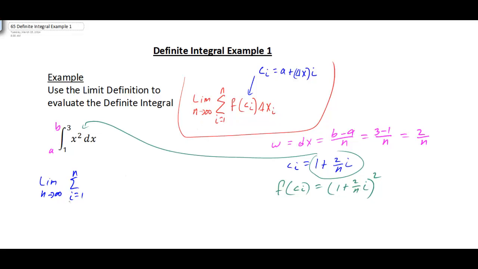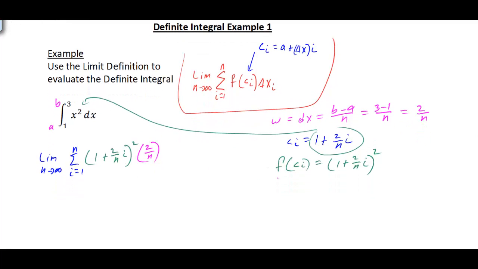So if we fill this into the process, f of c sub i, we're going to have our 1 plus 2 over n times i, quantity squared, and then all of this is going to be multiplied by the dx, or the width here, which is 2 over n. Now, to me, that may be your hardest part, which is basically just substituting in. And now we just have to simplify.